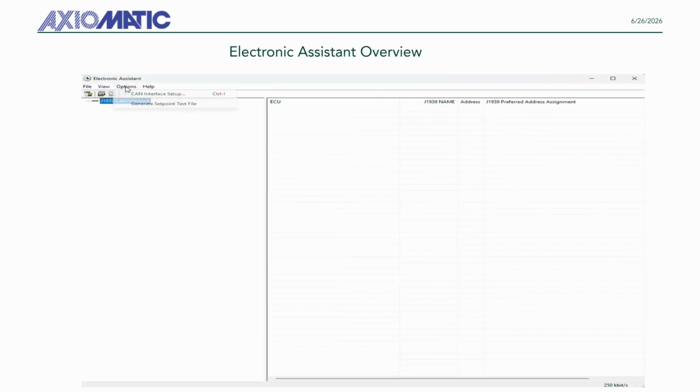This is an overview of the Electronic Assistant interface. It allows for organized management of your CAN networks, providing a clear window into your connected ECUs and system parameters.